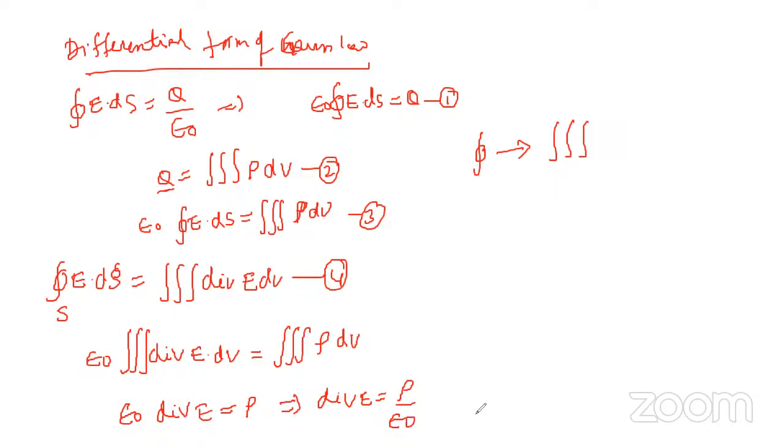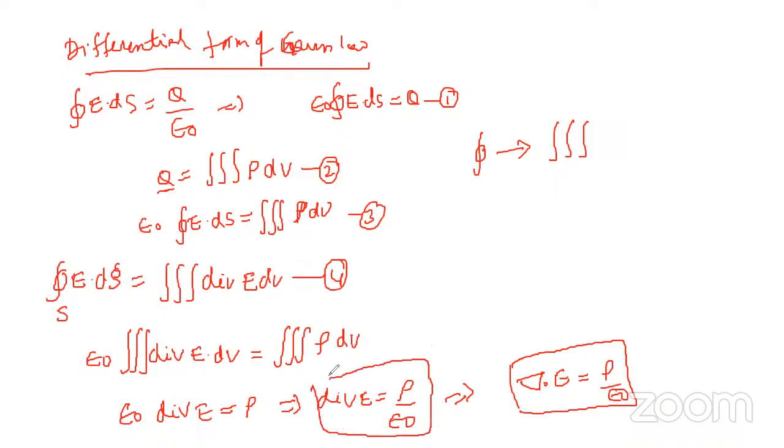Otherwise, we can write this same thing as del dot E equals rho by epsilon naught. This is what we call the differential form of Gauss law: del dot E equals rho by epsilon naught. Epsilon naught is nothing but the permittivity of free space.